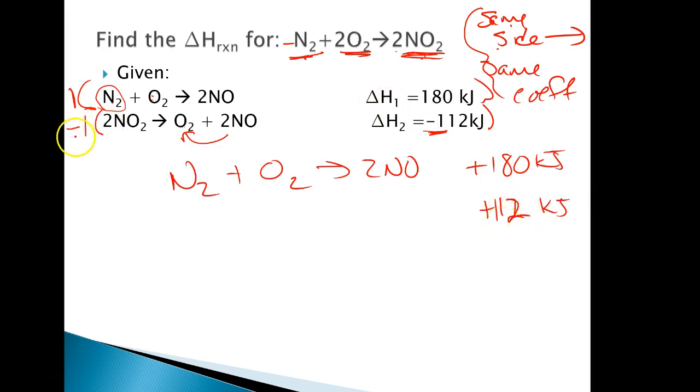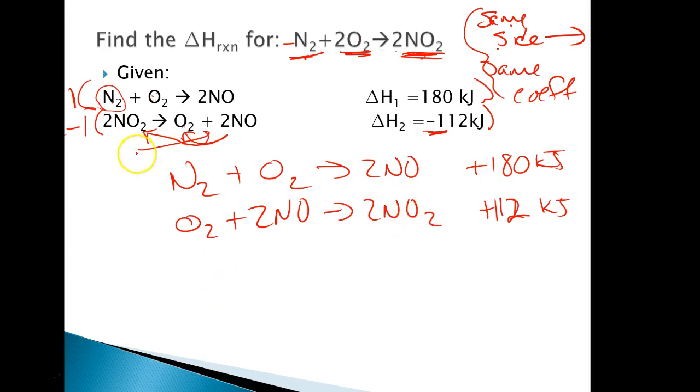And so what a -1 does, or a -2 or anything like that, anytime you do a negative multiplier, what it does is it takes everything on the right side of the equation and puts it on the left, and everything on the left side puts it on the right. So I'm going to rewrite this. O2 plus 2NO goes to 2NO2. So all I did was reverse the reaction around, and I changed the sign.